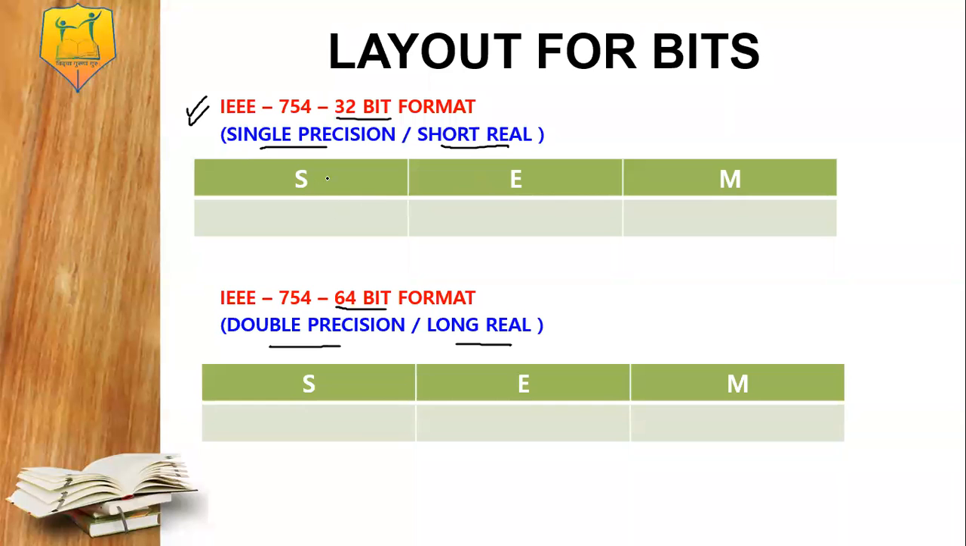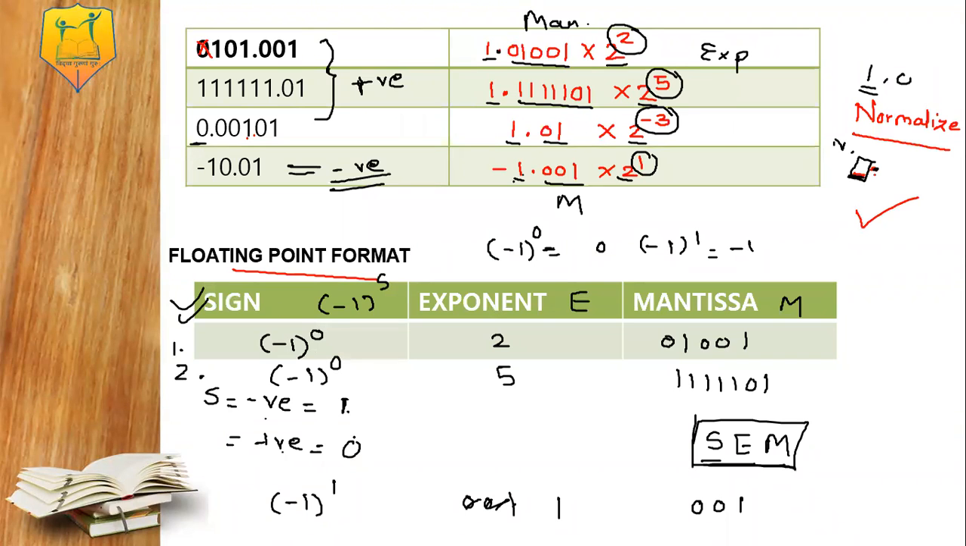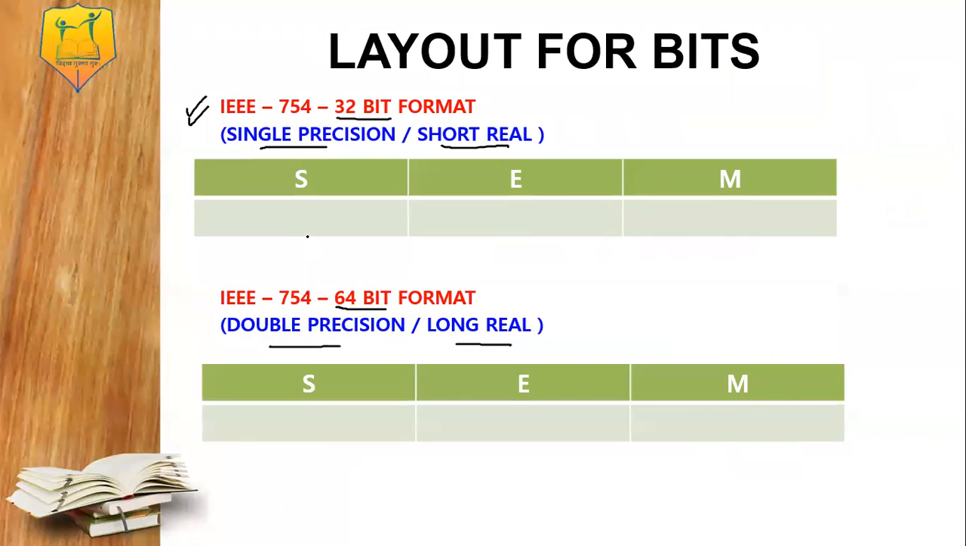That is the same format. So S, simple thing, look at the previous slide, S can be either 0 or 1. That means only 1 bit is there. So for S, how many bits do you need? Only 1 bit. For the exponent, to store the exponential form in the 32-bit format, I require 8 bits. And the remaining 23 bits are used to store the mantissa.